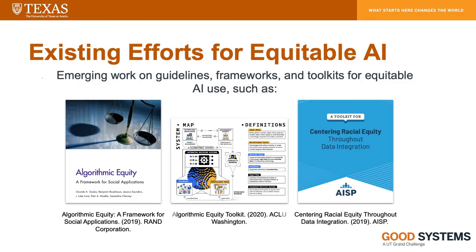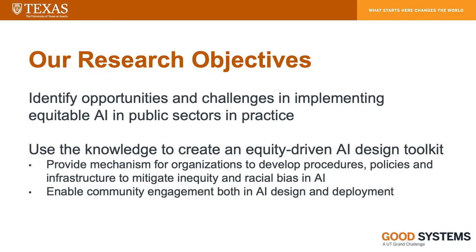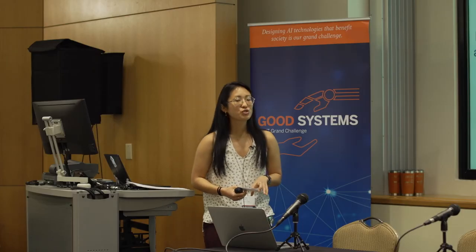So there have been efforts over the past few years in creating frameworks and guidelines and toolkits to try to address this, and how we can make sure that we are thinking about equity in the creation of algorithmic systems, but we still lack an understanding of the challenges in practice. So what we're trying to do with our research is address this by identifying the opportunities and challenges in implementing equitable AI in public sectors in practice, and to use this knowledge to craft an equity-driven AI design toolkit.